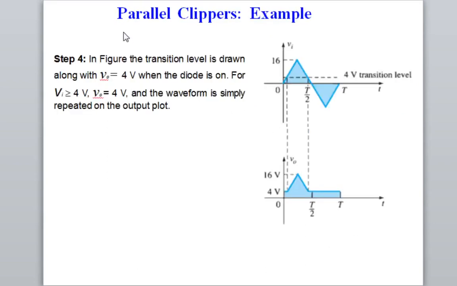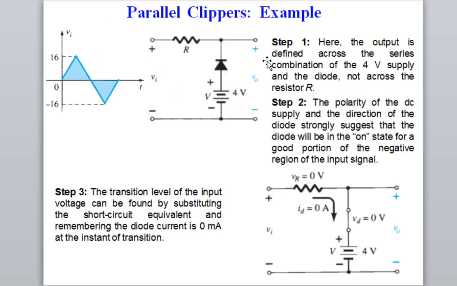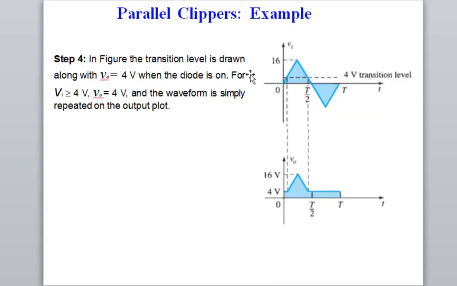Now draw the transition voltage in the figure, the transition level along with VI and VO. This is 16 volt, and the transition voltage is plus 4 volt. So I have drawn the transition voltage of plus 4 volt. Step 4: the output signal must be plotted just below the input signal. So this is the input signal and this is the output signal.